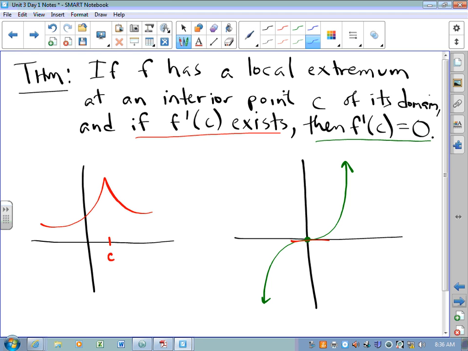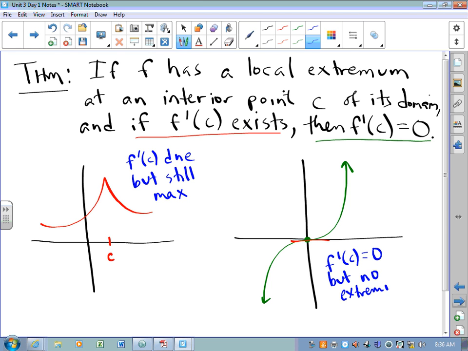So for all you people who have stepped away or will print this out later or whatever, on the left we have a situation where f prime of C does not exist, but we still have a max. And over here on the right we have a situation where f prime of C is 0, but there's no extremum there at all. So we've got to make sure the logic is right. If there is an extremum, and if the derivative exists at that extremum point, then the derivative will be 0, but not the other way. Not if the derivative is 0, then we have an extremum.